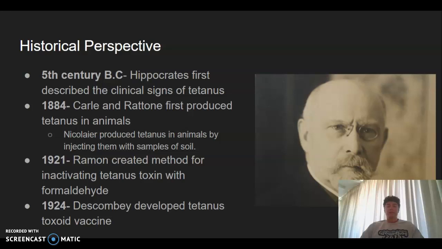That same year, Nicolaier produced tetanus in animals by injecting them with samples of soil. That was important because he was able to link soil as being a reservoir of infection for tetanus. And then in 1921, Ramon created a method for inactivating the tetanus toxin with formaldehyde. And this was extremely important in creating the vaccine that Descombey developed in 1924. And I'll explain in the next slide why that toxoid is significant.